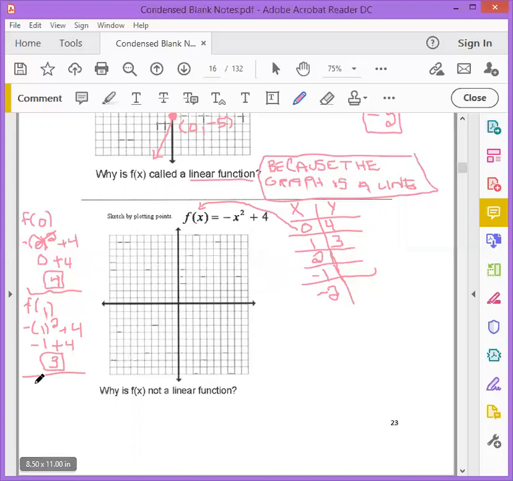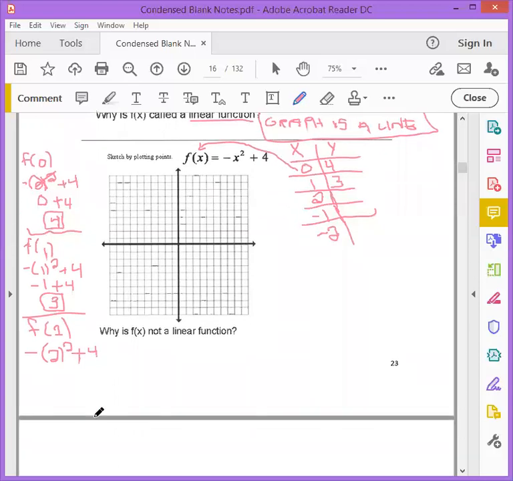Now f of 2. So f of 2 equals -2 to the second power plus 4. And 2 to the second power is 4. We'll carry down the minus that's in front of the parentheses. Plus 4 behind. -4 plus 4 is 0. So the value of the function when x is 2, we get 0 for the y-coordinate.